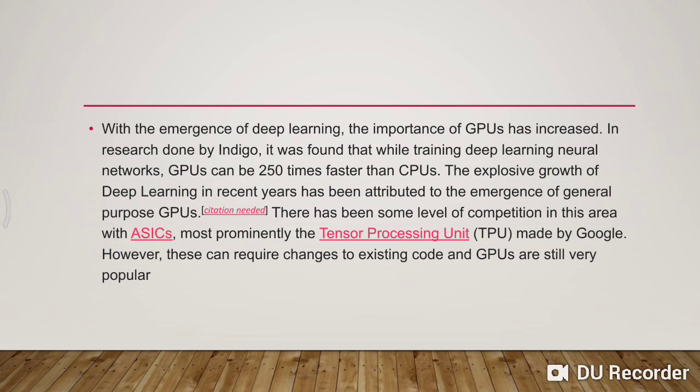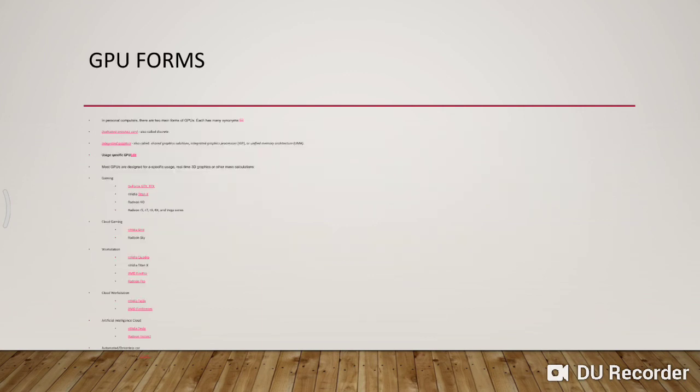There has been some level of competition in this area with ASICs, most prominently the Tensor Processing Unit, TPU, made by Google. However, this can require changes to existing code, and GPUs are still very popular.